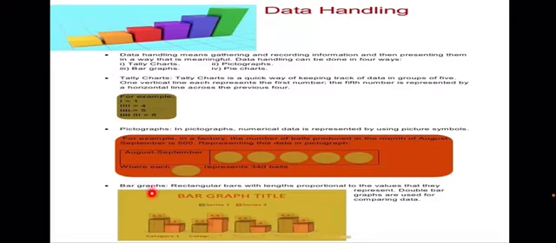Bar graph. Rectangular bars with lengths proportional to the values that they represent. Double bar graphs are used for comparing data. So here you can see this is a bar graph. So double bars are representing double data for comparing between two.